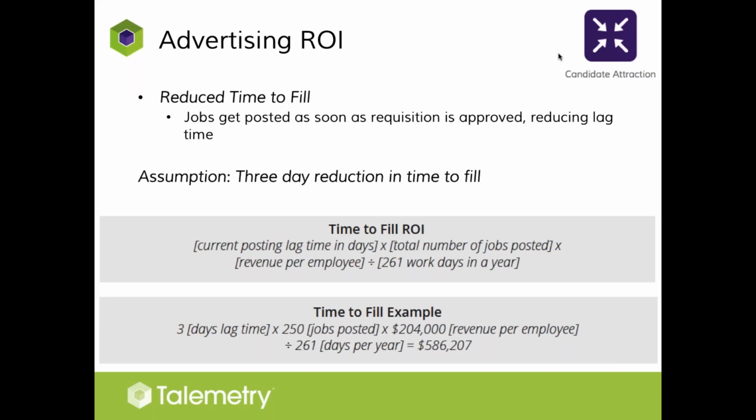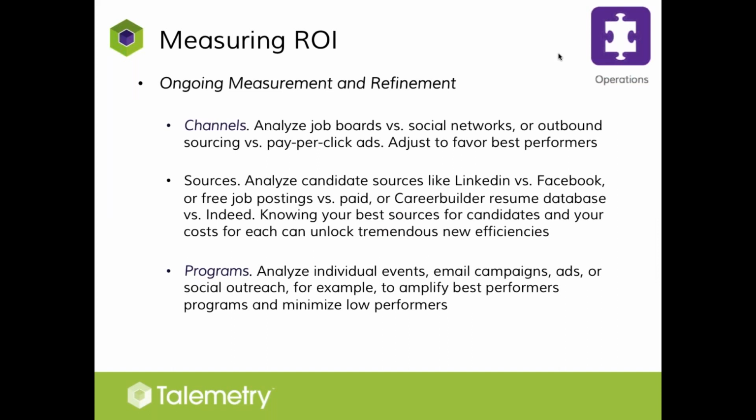So let's say you've got a 3-day lag time times 250 jobs. You're reducing by 3 days, right? Times 250 jobs. You've got a $204,000 revenue per employee, and you divide that by the number of days. You've got a real ROI. Again, not cut cost, but increased productivity of $586,000, right? So again, like Ian said, you take these numbers and you use the ones that make most sense for your organization.